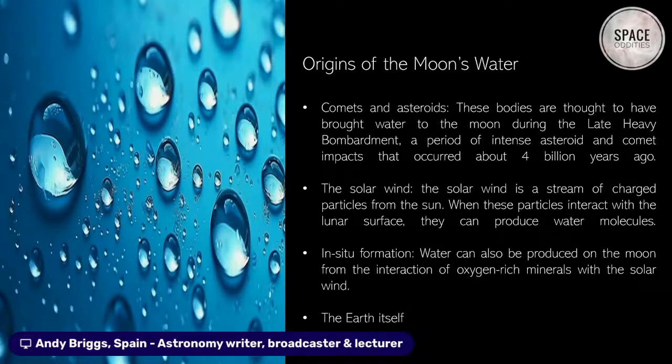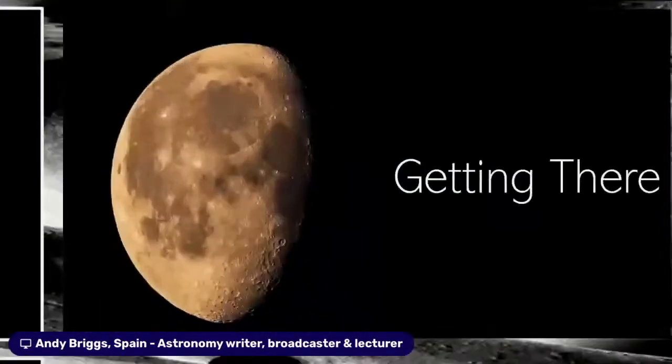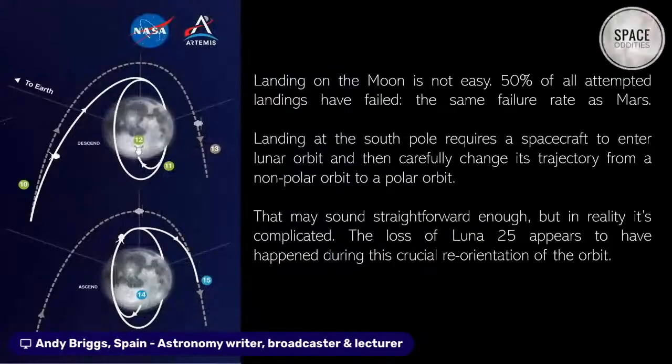So a few possible origins for that water from the moon, but I think a lot of it primarily will come from comets and asteroids. Now, how do we get there? Well, actually, as Lunar 25 found out this week, landing on the moon's South Pole, or the North Pole, come to that, is not easy. But actually, landing on the moon generally is not easy.